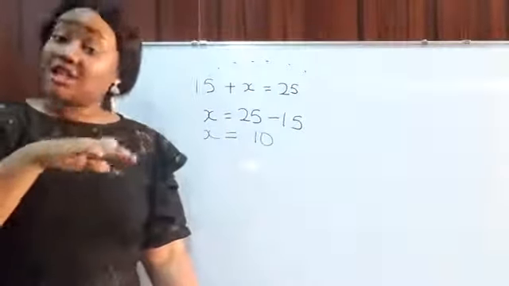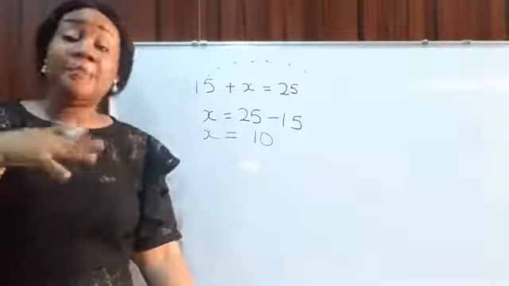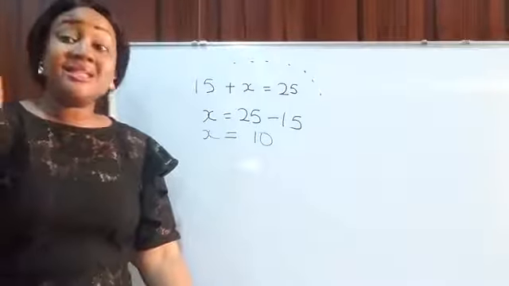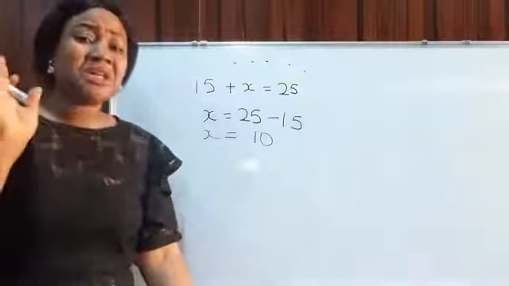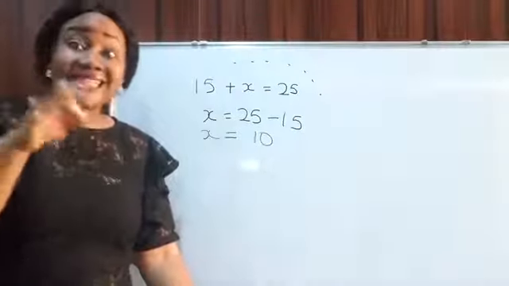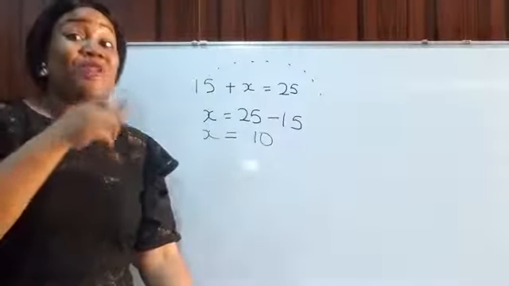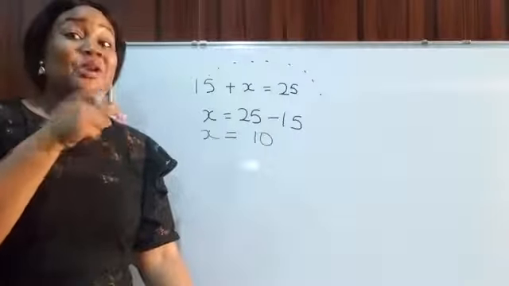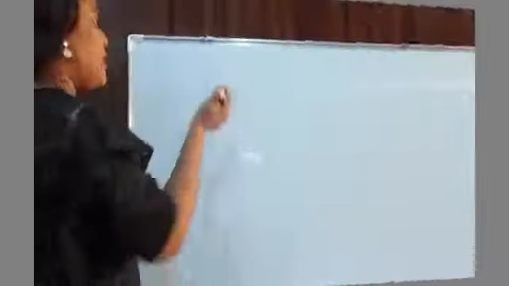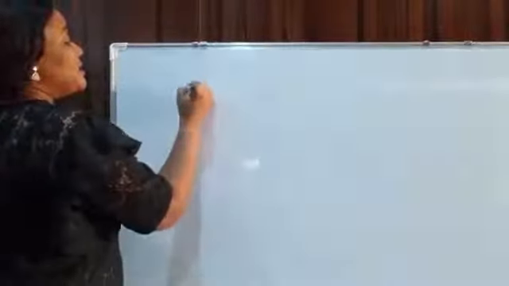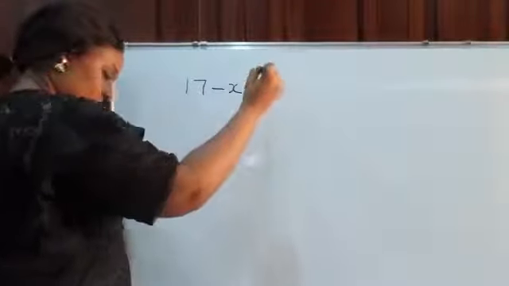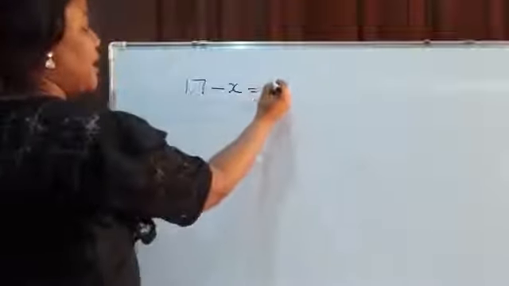Now, it's not just x. It can be A, B, Z, P, C, or whatever. Make your choice. Sometimes questions come in different ways, so just don't let the alphabet scare you. Just focus on the problem at hand, which is to find whatever it is they need us to find. You have 17 minus x equals 8.